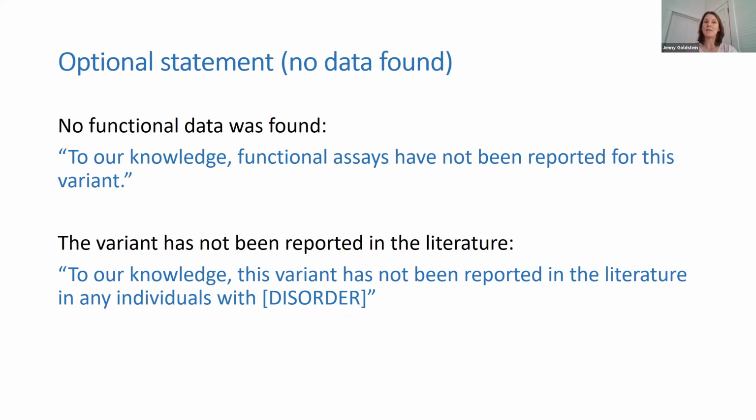We also included some optional statements for if no data is found, because we felt that can sometimes be helpful, just to say that you have looked for information, but nothing was found. So for example, if no functional data was identified, you can just say, to our knowledge, functional assays have not been reported for this variant. Or sometimes if there has been no literature report of the variant, you can say that as well, that there's no reported literature in any individuals with this disorder. So sometimes it's nice to include those statements, just to document that you have looked for that type of information.